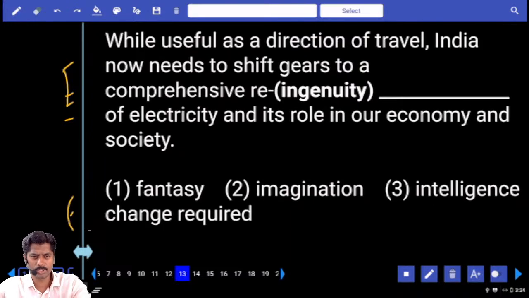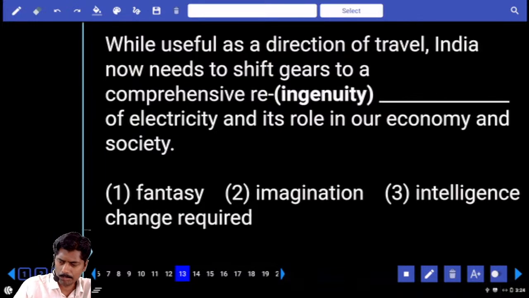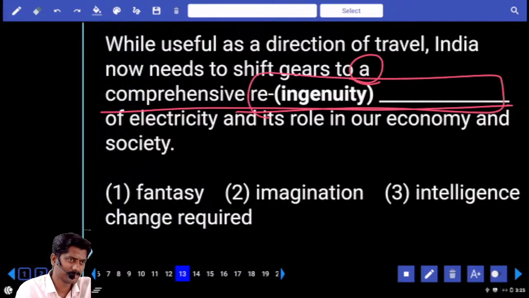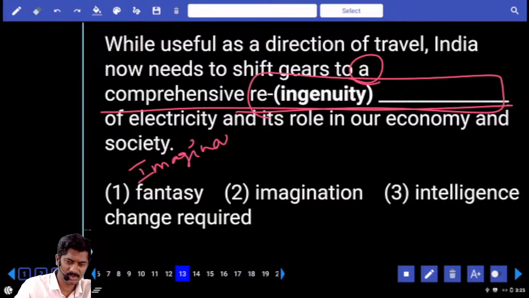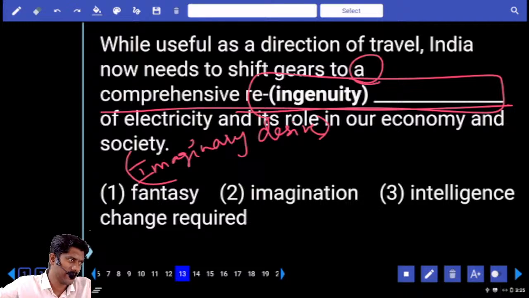While useful as direction of travel, India now needs to shift gears to a comprehensive dash. Comprehensive means complete. Fantasy. Do you know fantasy? Imaginary desire. Imaginary desire is called a fantasy. Do you have any fantasies? I want to live like this, sir. I want to buy a car, or I want to travel all over the world. I want to do this fantasy. Not in reality, may not be that much possible. Takes time, but it is a fantasy.